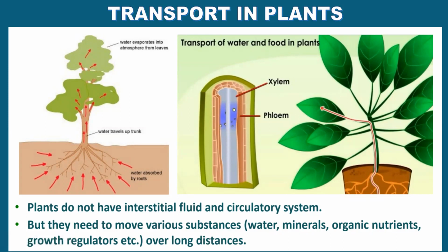The transport is much longer in plants compared to human beings or animals. In animals the maximum will be 6 meters, or 3 meters, 4 meters. But in plants it can be 10, 12 meters long. The trees are huge. So it is long-distance transport.